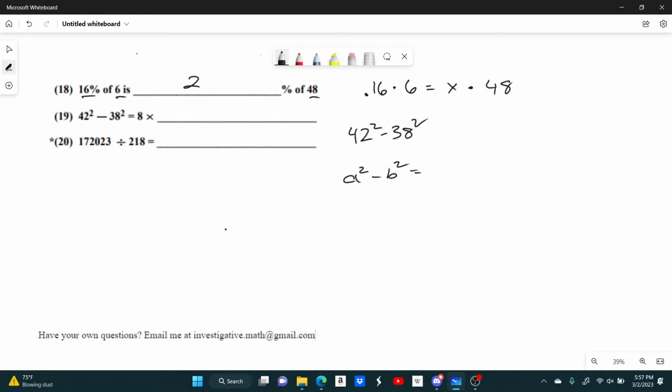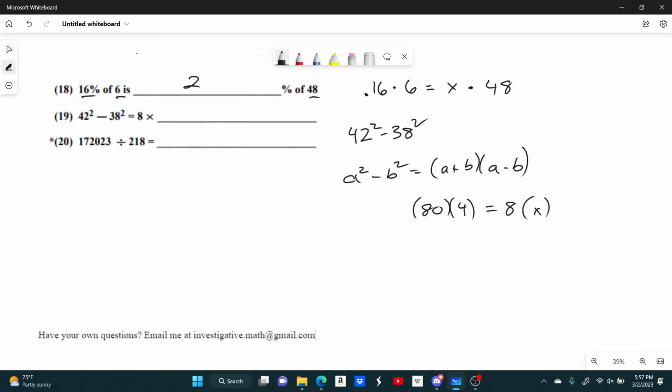The difference of squares, you can actually factor this to a plus b times a minus b, right? So a plus b times a minus b, and so I can actually use that to simplify this right here. So 42 plus 38 is just 80, and then a minus b, 42 minus 38, is just 4. And it says this is equal to 8 times some number.